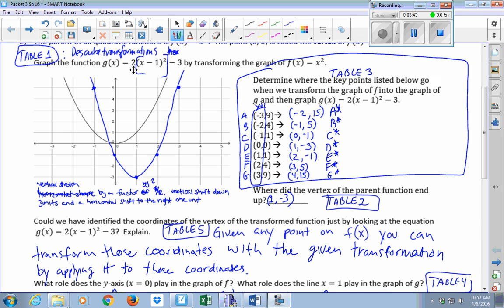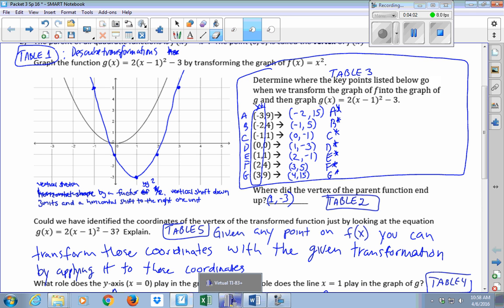So it's a vertical stretch by a factor of 2, shift to the right by 1 unit, and then a vertical shift down 3 units. Those are the 3 transformations that have occurred. Now you can look at this formula. That's the really nice thing about a quadratic equation in this form. Here's your vertex, 1, -3. That's the vertex of G. And 1, -3 is the vertex. Can you see it in this formula without too much inspection, the 1 and the -3?